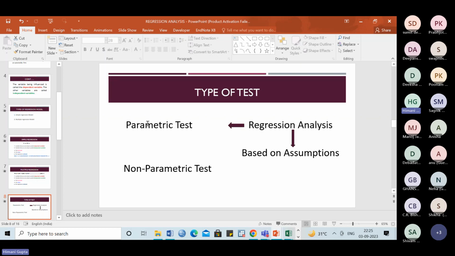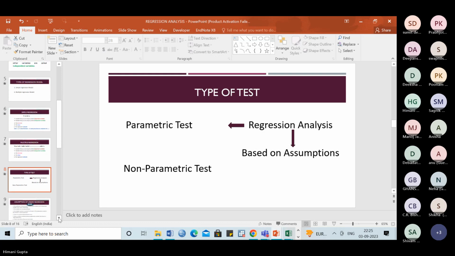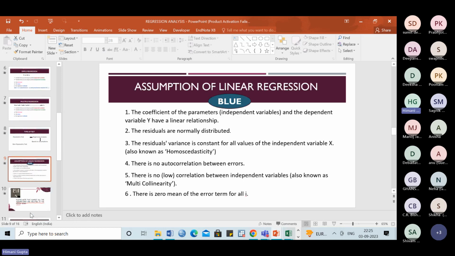Now see, we have two types of tests, parametric tests and non-parametric tests. Parametric tests are all those tests which are based on assumptions, and non-parametric tests are tests which are not based on assumptions. Whenever we are doing regression analysis, regression is based on some assumptions. So regression will be a parametric test. So let's move towards the assumptions.